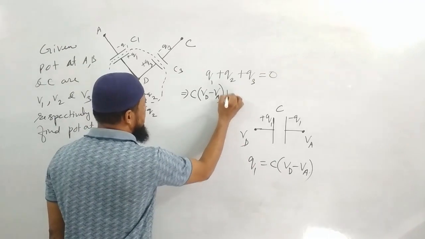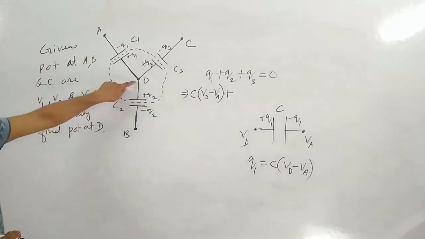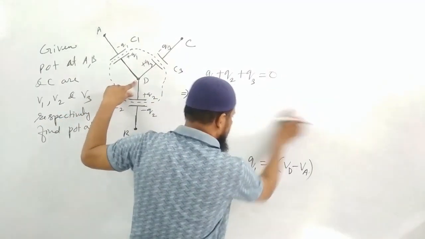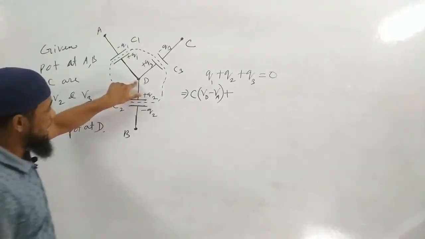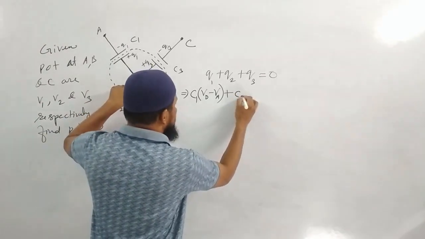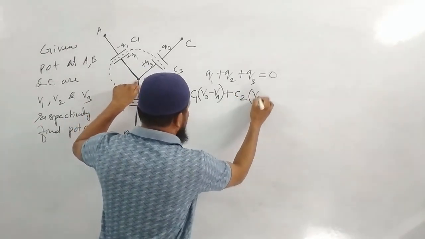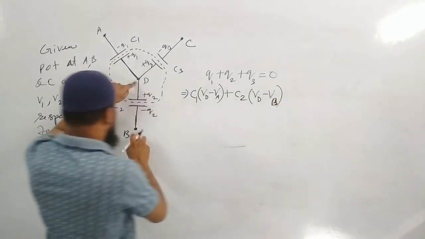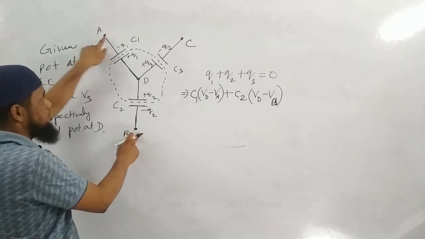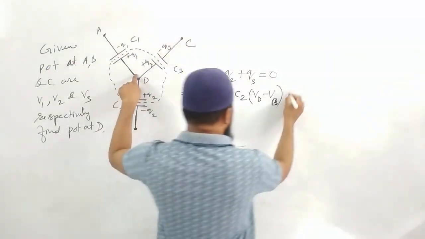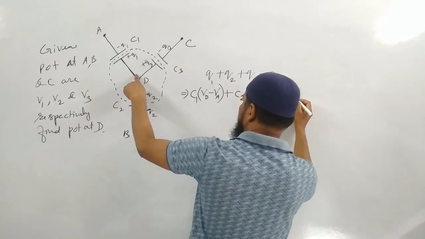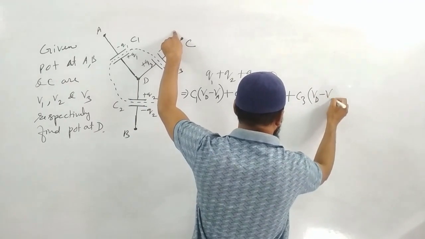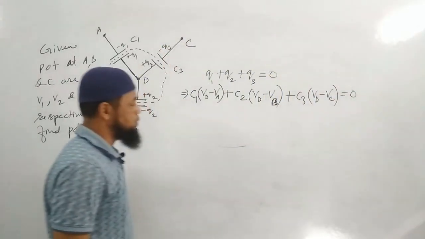So Q1 I can replace it by C1 (VD minus VA). Similarly Q2, what do you think? Q2 I can write it as C2 (VD minus VB). Potential at this point is VA, potential at this point is VB, potential at this point is VC. Similarly Q3 I can write it as C3 (VD minus VC). The sum will have to be equal to 0.